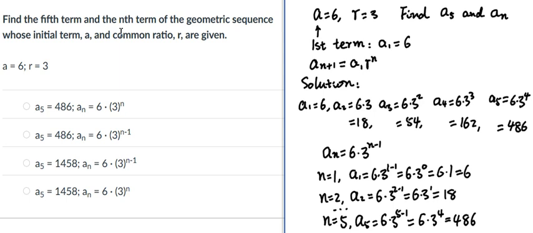It is a geometric sequence. Then the common ratio times the previous term will be the second term. So 6 times 3 will be 18. That's the second one. Because the following term, a2, 18, divided by the first term, a1, which is 6, is 18 divided by 6, which is common ratio 3.